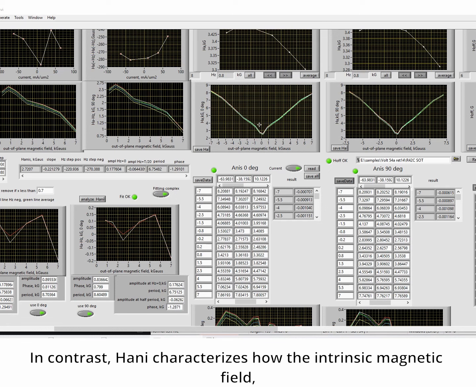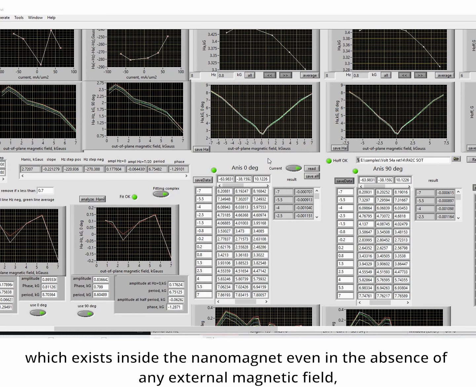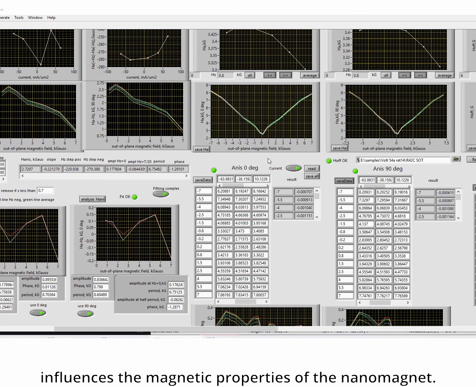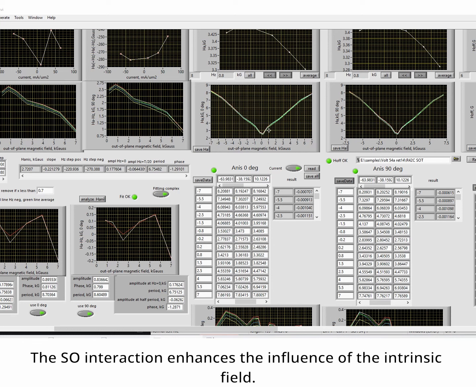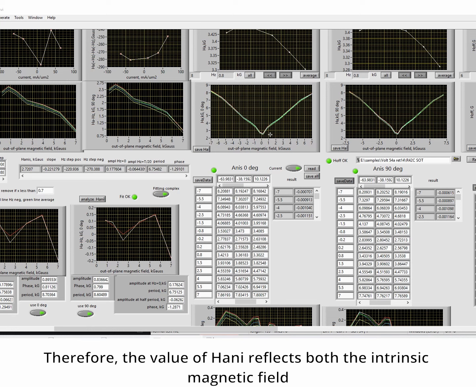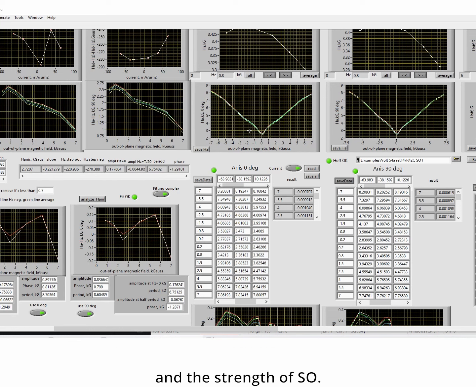In contrast, the anisotropy field characterizes how the intrinsic magnetic field, which exists inside the nanomagnet even in the absence of external magnetic field, influences the magnetic properties of the nanomagnet. The spin-orbit interaction enhances the influence of the intrinsic field. Therefore, the value of anisotropy field reflects both the intrinsic magnetic field and the strength of the spin-orbit interaction.